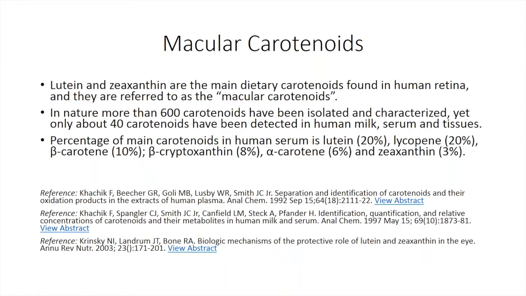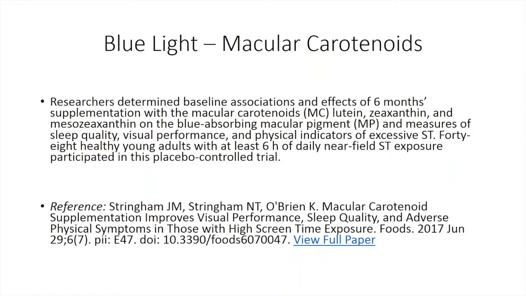The percentage of the main carotenoids in human serum is lutein being up the biggest, equal with lycopene, 20%, beta-carotene, 10%, beta-cryptoxanthin, 8%, alpha-carotene, 6%, and zeaxanthin at 3%. But the lutein and the zeaxanthin accumulate in the macula more than the others. So researchers can basically identify whether supplementation can improve sleep as well as vision and adverse physical symptoms associated with high screen time, ST.